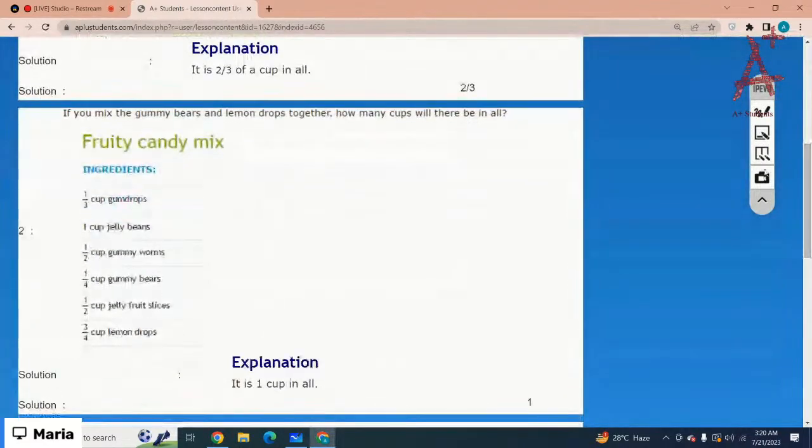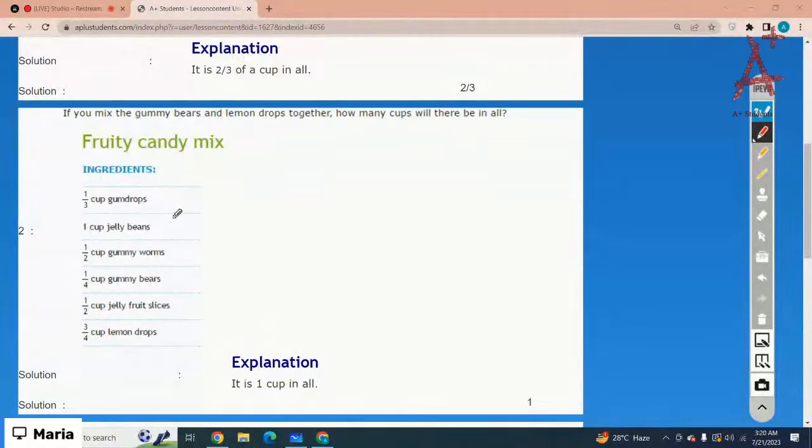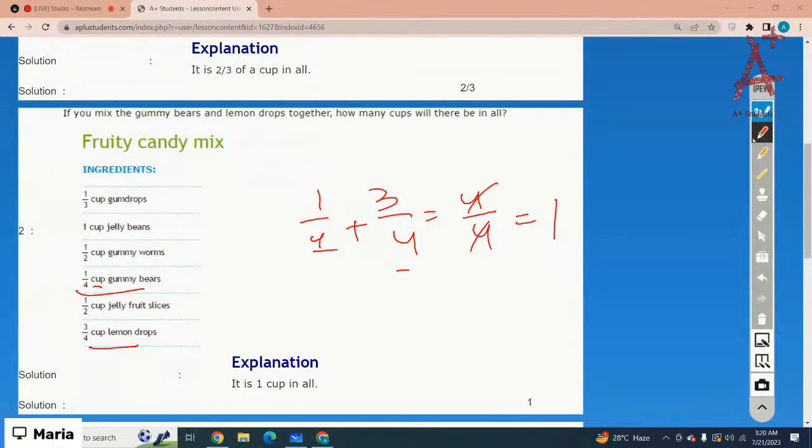Okay, if you mix the gummy bears and lemon drops together, how many cups will there be in all? Here is gummy bears, 1/4 cup of gummy bears, and here is lemon drops, 3 by 4 cup of lemon drops. You can see both fractions have exactly the same denominators. You simply have to add their numerators. 3 plus 1 is 4, so 4 over 4. You can write 4 times 1 is 4, so it is 1 cup in all.